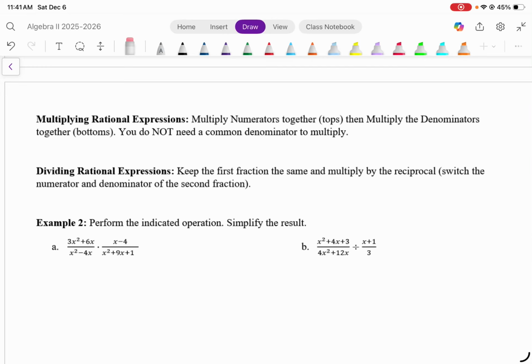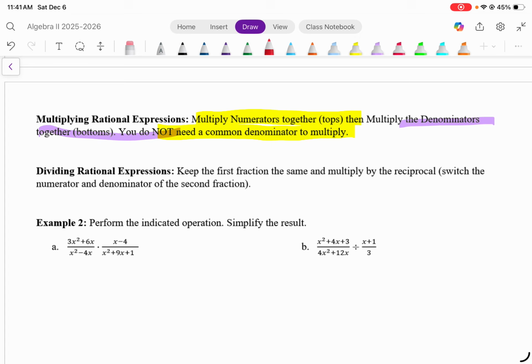All right, for the second part of this lesson, we're going to be multiplying and dividing. When you multiply two fractions together, you multiply the numerators, so top times top, and then you also multiply the denominators, or the bottom times bottom. One thing: you do not need a common denominator to multiply.